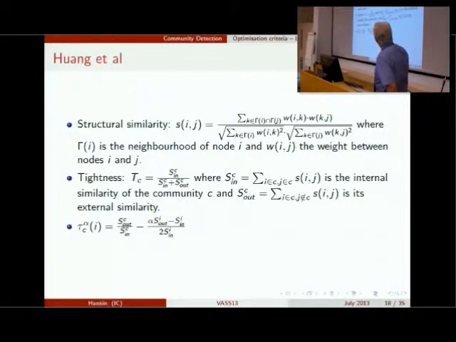And then Huang and others have come up with a different local measure, which is based on this measure called structural similarity. And basically, I've been through enough of these in detail. That's horribly complicated. I'm not going to try and justify it. But basically, the gamma is the neighborhood of a node. There's a certain measure here, which is the weight, which is really what we've been calling D previously. And once you've got this notion of structural similarity, you can measure the tightness of a community and then use this measure to see whether it's actually worth adding a node into a community or not.